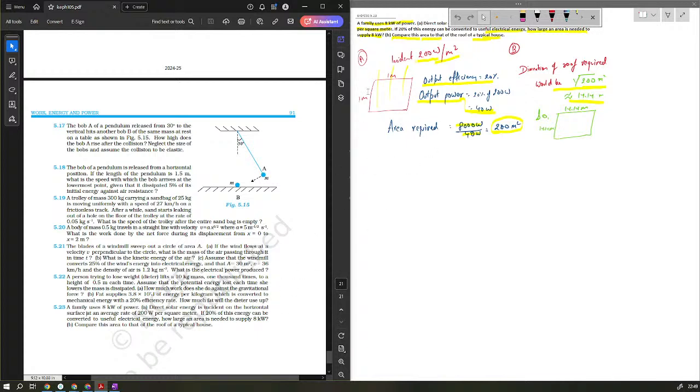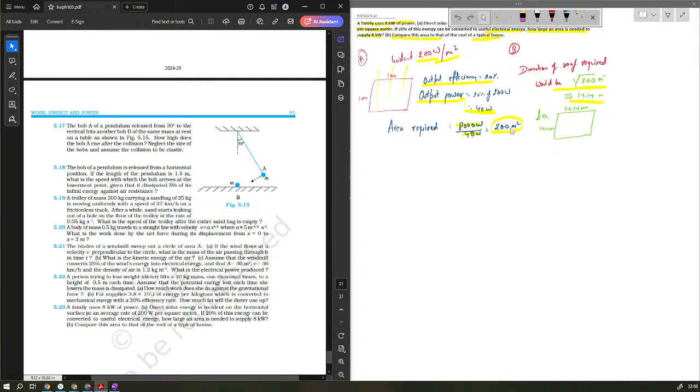So this is a question of arithmetic. The incident power we are getting is 200 watts per meter square, and the efficiency is 20%, so we can get the output power per unit area. Once we get the output power, we can get the roof area required when the required power is given, that is 8000 watts. So we get the roof area required, which is approximately 200 meters square.